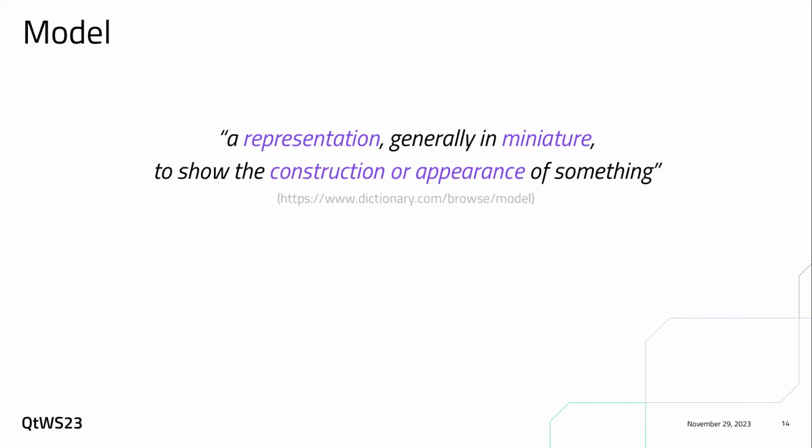I hope it wasn't every third word I used. It's the word model. So what is a model? It is a representation, generally in miniature, to show the construction or the appearance of something. And this something, I think, can be our mind, an idea for an issue, an idea for a new feature, or maybe your next startup. But in this session, it is more down to earth, so to speak. It is the application and the tests we want to run.